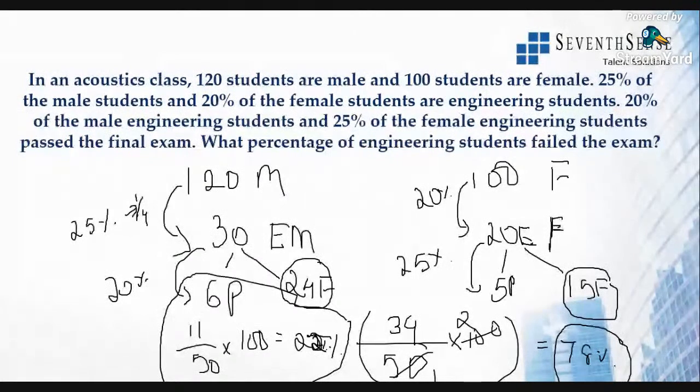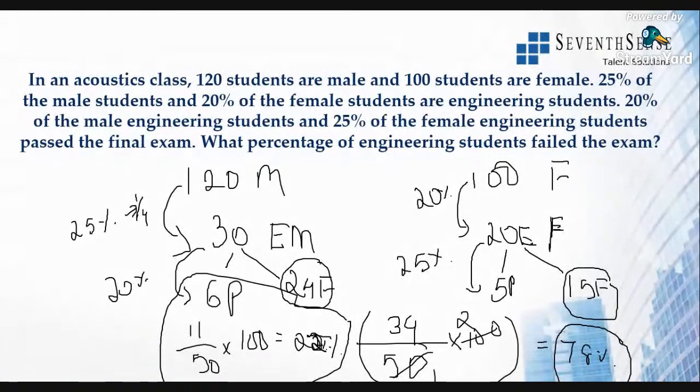Clear? Hope everyone understood this. So 120 are the male, 100 are the female. So first 25% and 20% male and female respectively are engineering. So 25% is nothing but 1 by 4. All right. 1/4 of 120 is 30. So in 120 male, 30 are engineering students. All right. Then remaining are 90 students who are in acoustics class.